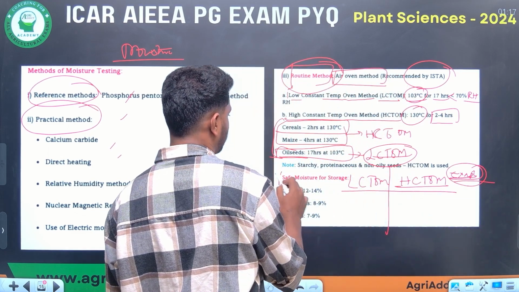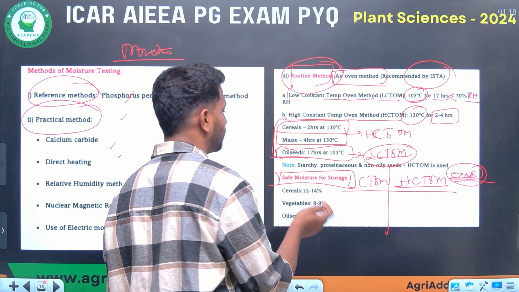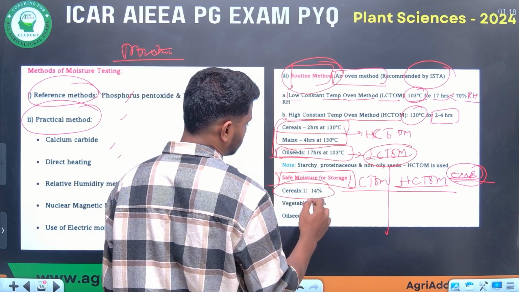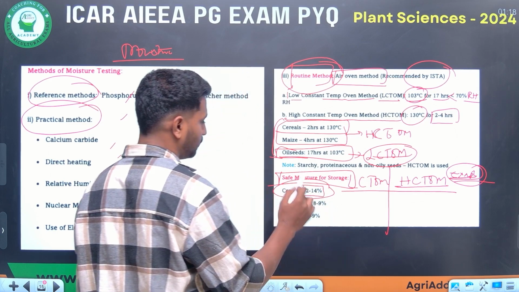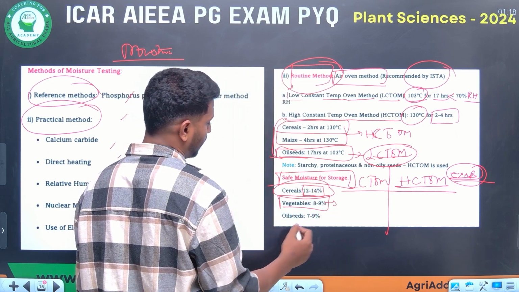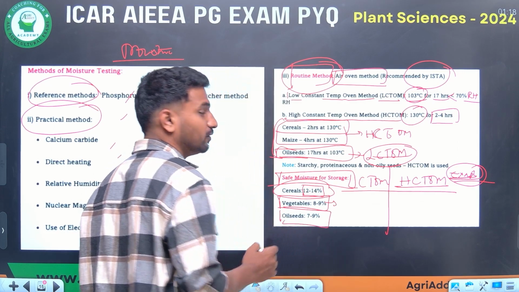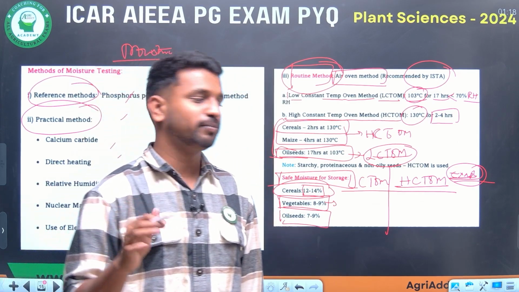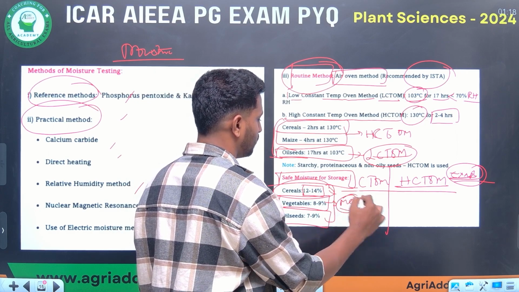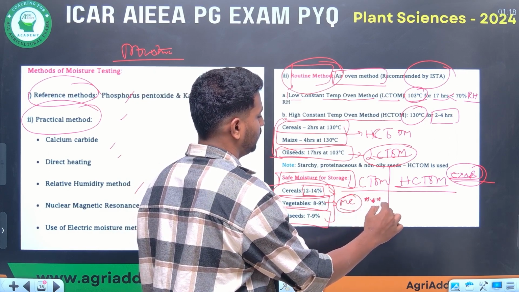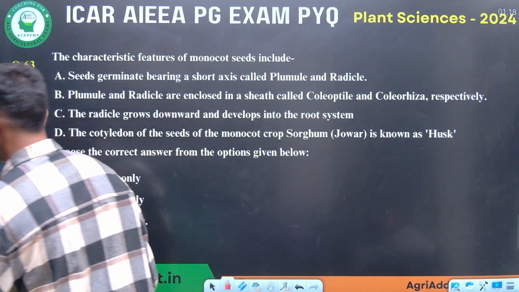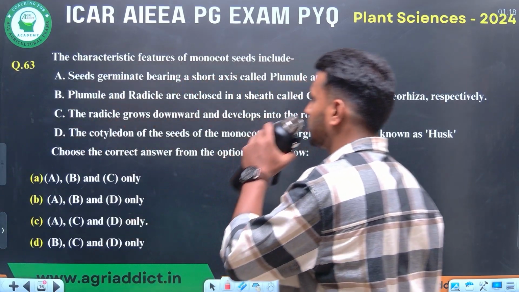And the safe moisture for storage, I have also given you some information regarding the storage. If the seeds have to be stored, then cereals should be stored with a moisture content of 12 to 14%, vegetables should be stored with lower moisture of 8 to 9%, and oilseeds with just 7 to 9% moisture content. Also remember this, this is also very, very important. This covers the seed testing part entirely. Okay, let's go to the next question.